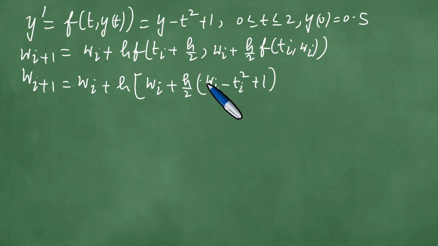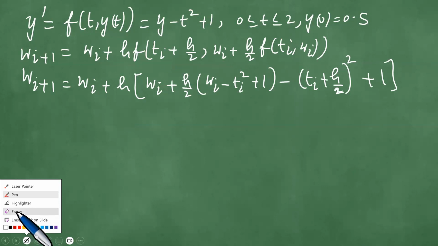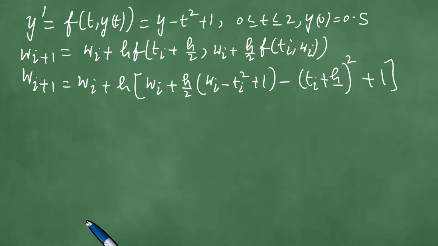We add this. But we have this f function, and wherever there is ti, we add h over 2, and then we square that, h over 2 squared, and we add the constant, like so. And this is the midpoint method. After we have written this difference equation, as usual, we try to simplify it so we can complete the table with ease and find the rest of the approximations.